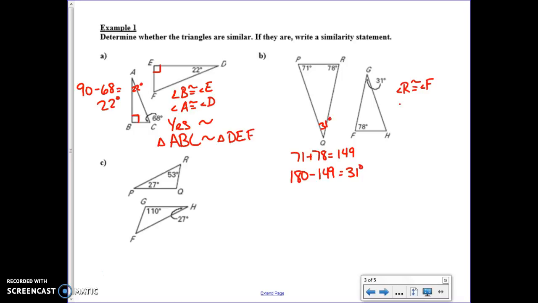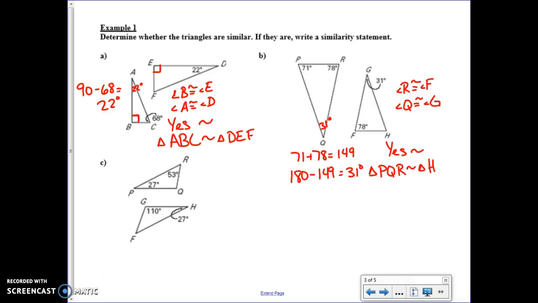So then angle Q is congruent to angle G. Now you want to be careful because these triangles are flipped around. So we're going to say that yes, they're similar because we found two angles that were congruent. And then we say triangle PQR. So I started with angle P, which should match up then with angle H, is similar to triangle H.